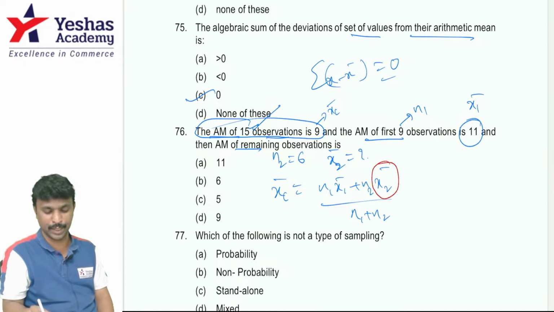16 divided by 52 fetches you 0.3076. So which option? Is it 4 by 13? Yes, it's option A, the right answer. 4 4s are 16, 13 4s are 52.